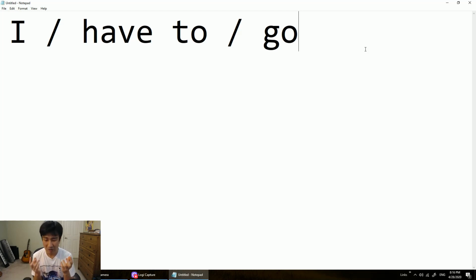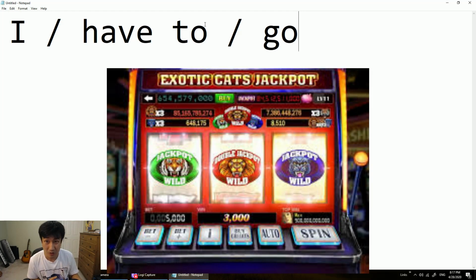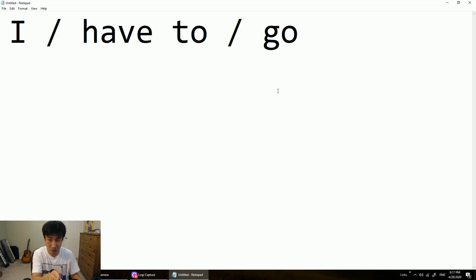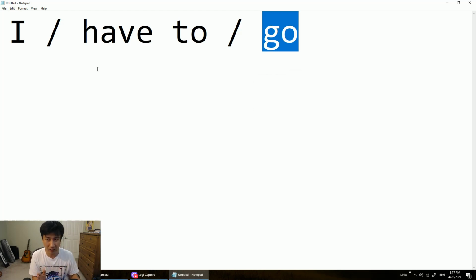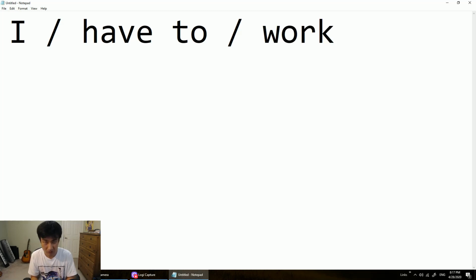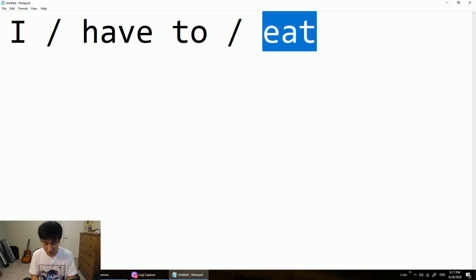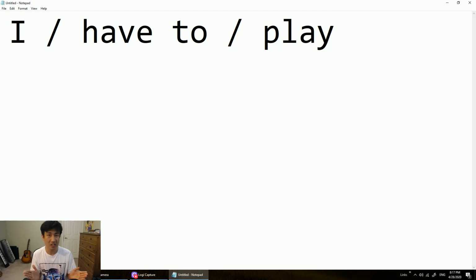So yeah, if you imagine something like a slot machine, if you think that these are three slots and they move vertically up and down, and imagine you have a list of verbs down here, like go, eat, play, work, then you can just swap it up. So you can even say I have to work. That makes sense. I have to eat. That also makes sense. How about something else? Like, I have to play. Oh, that makes sense as well.